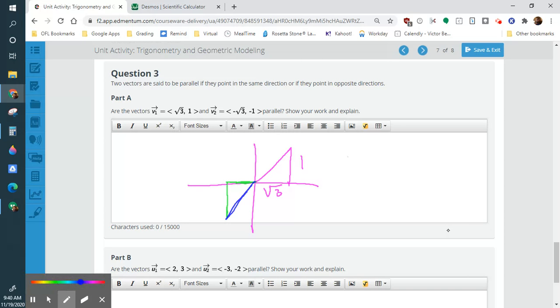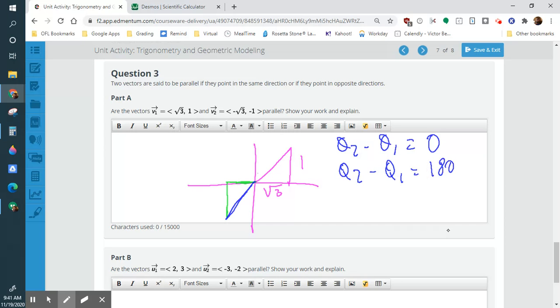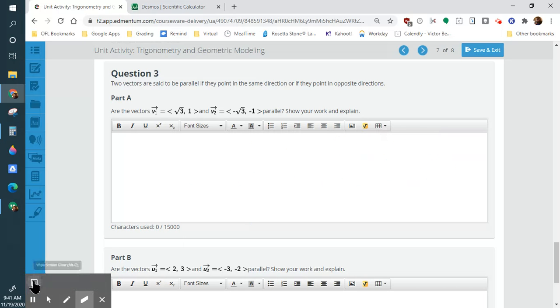In other words, it's going to be if theta 2 minus theta 1 equals 0, or if theta 2 minus theta 1 equals 180. Because if this is 180, then we're good to go. So we need to do a bit of work here. We need to figure out what our thetas are, and then figure out if they're 180 degrees apart or they're exactly the same angle. If they're the same angle, if we subtract, they should be equal to 0.